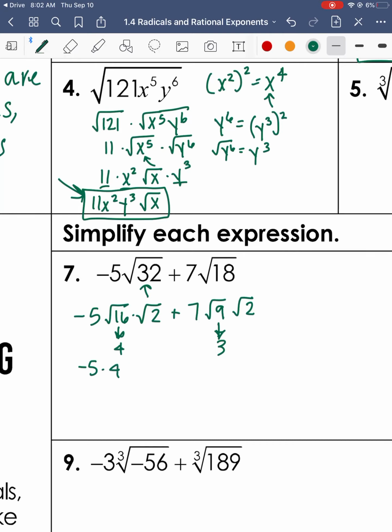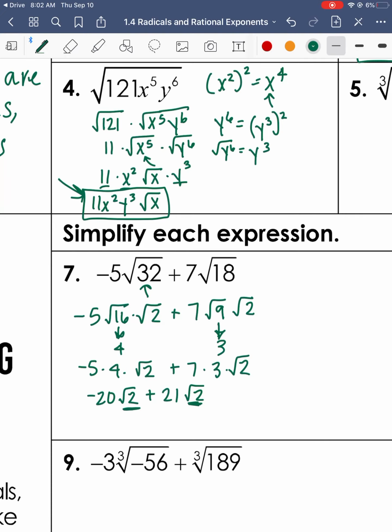So we have -5 times 4 times the square root of 2 plus 7 times 3 times the square root of 2. Combining these coefficients out front, -20 root 2 plus 21 root 2. Now we have the same radicand here. Okay, once we have the same radicand, adding and subtracting becomes really easy. All you do is add or subtract the coefficients.